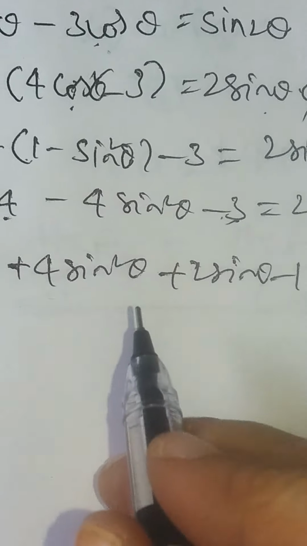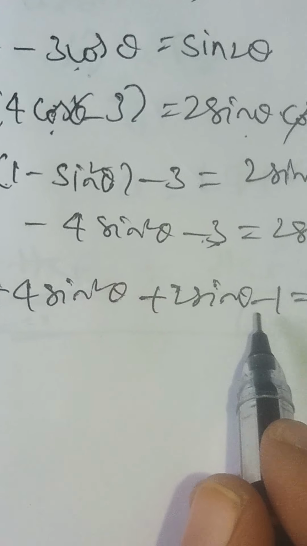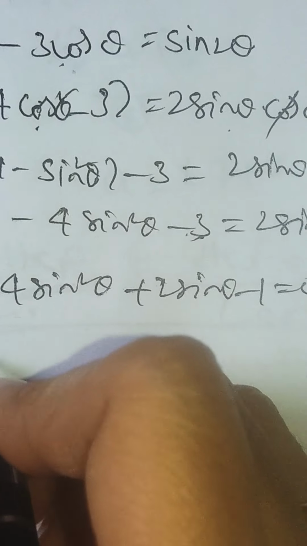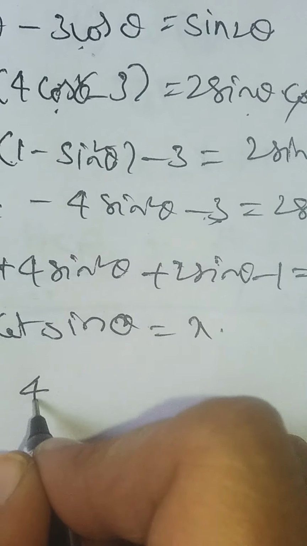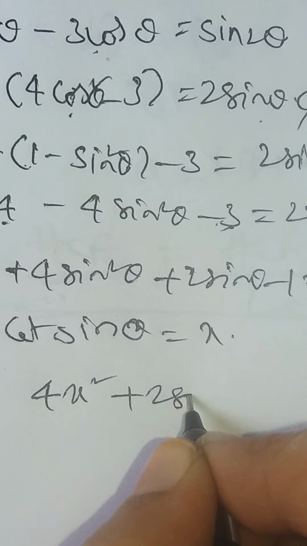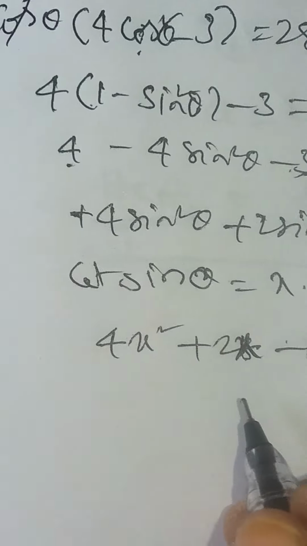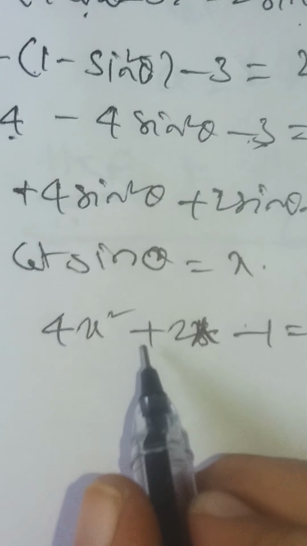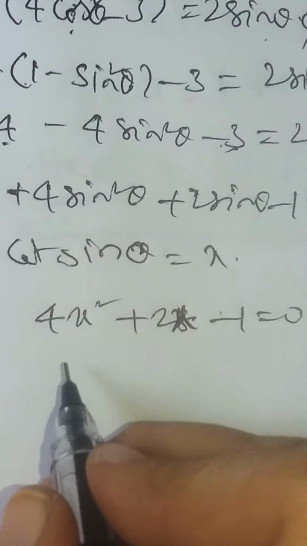Now this is a quadratic equation in terms of sin theta. So let sin theta be equal to x. Then we get 4x square plus 2x minus 1 equal to 0. It is a quadratic equation in terms of x. We cannot find factors of this equation, so we can go to the formula.